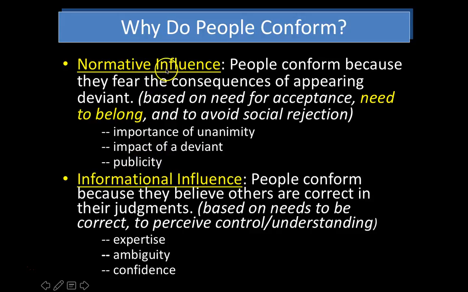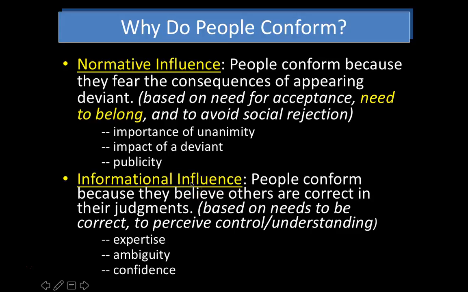So again, normative influence. If it's public, there's this fear of rejection, this compromising of the need to belong and things like that. So those suggest normative influence. Now informational influence is people conforming because they believe others are correct in their judgments. Remember when I talked in previous lectures about our need to understand and perceive that we control and understand our world. Informational influence is based on those needs.